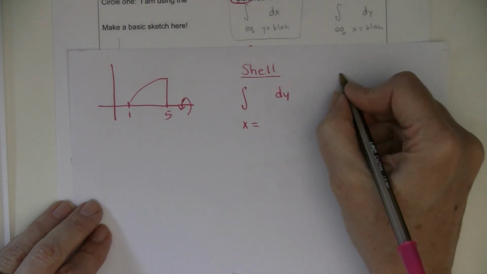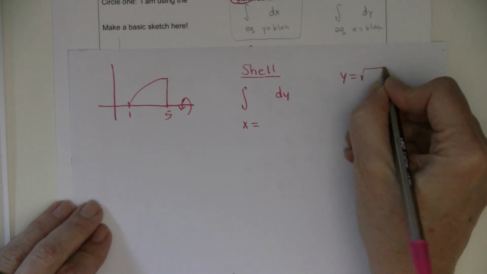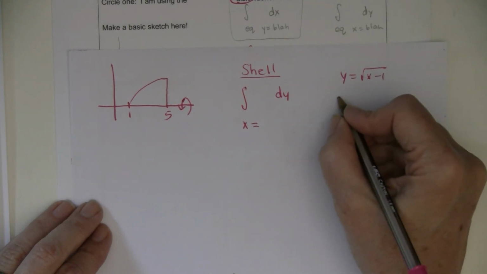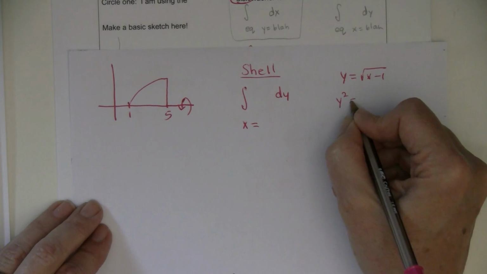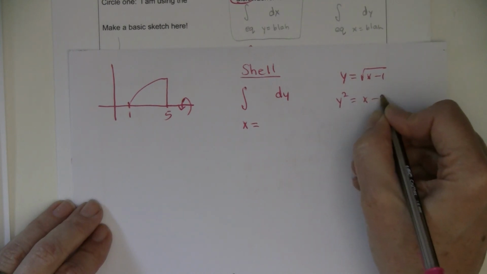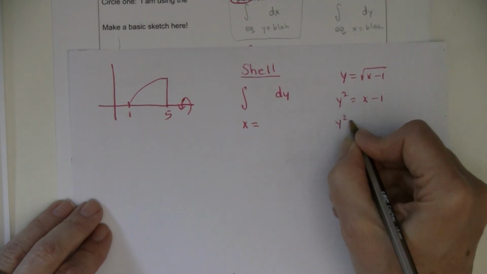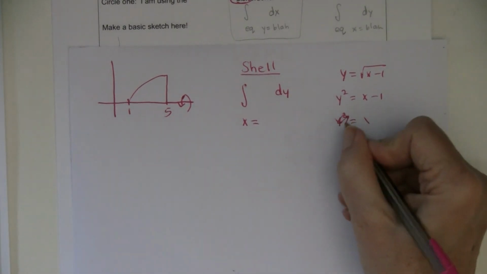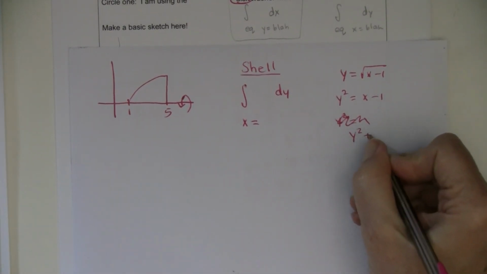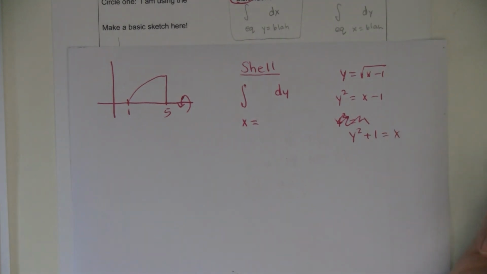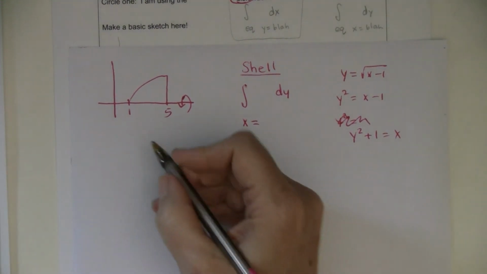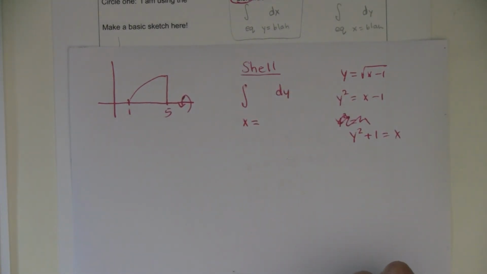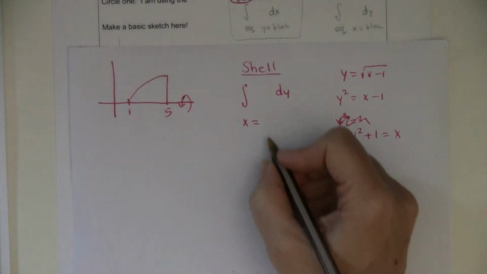So we want to take that equation, y equals the square root of x minus 1, and we want to solve it for x. So we would square both sides, so this would be y squared equals x minus 1, and then add 1, y squared plus 1 equals x, right? So now I've got that equation, solved for x. Okay, so we've done that.